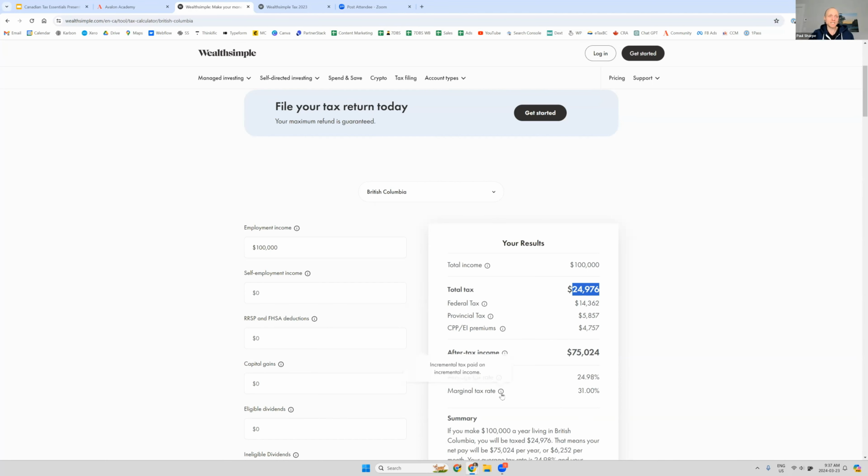My marginal tax rate, meaning the incremental tax on the next dollar of income. So right now I'm in a 31% tax bracket. If I earned $150,000, I'd be in a 41% tax bracket there. So that's a real example of how the tax brackets work.